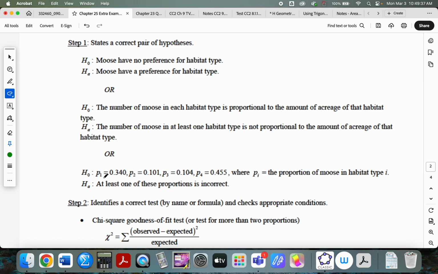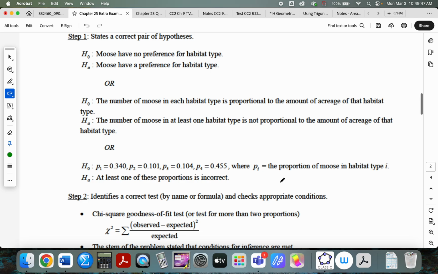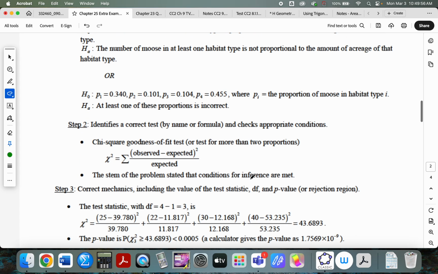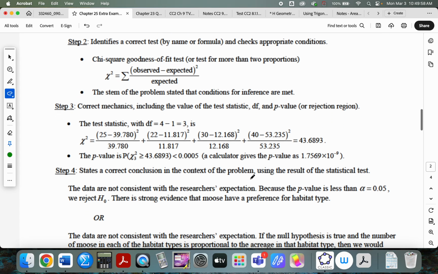Or you could have said the proportion of 1 was such and such, where p1 is the proportion of moose in habitat 1, etc., and at least one of those is incorrect. So that's one thing you have to do: write the null hypothesis and the alternative. Step 2 identifies the correct test either by name or by formula. We did it by name. It's a chi-square goodness of fit test.